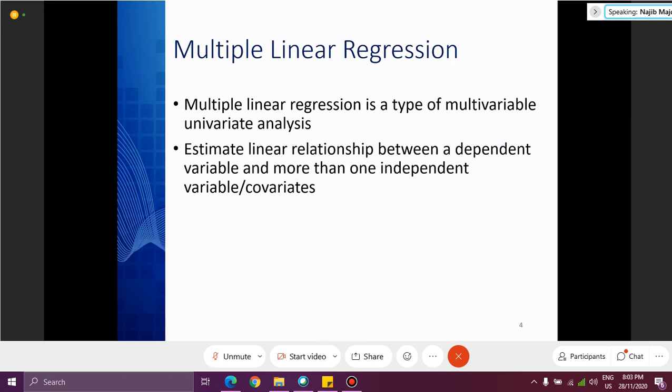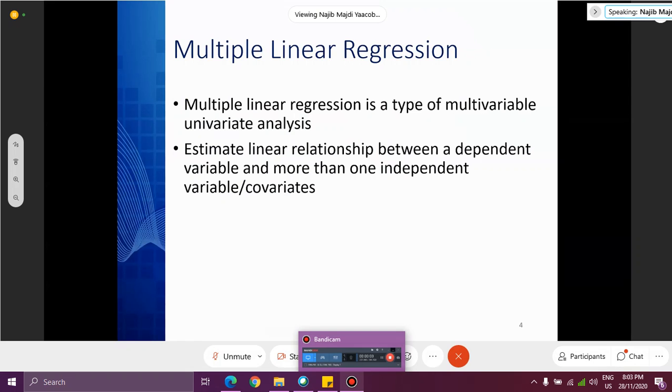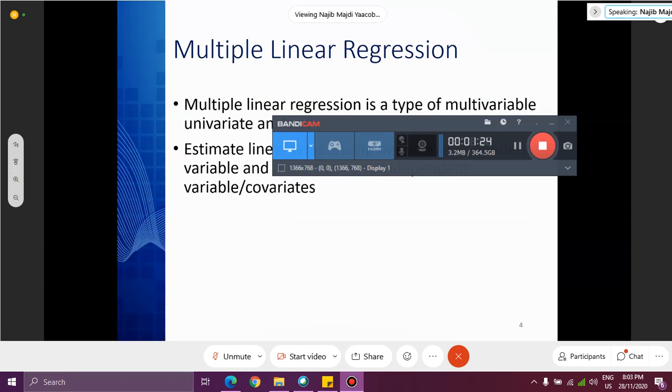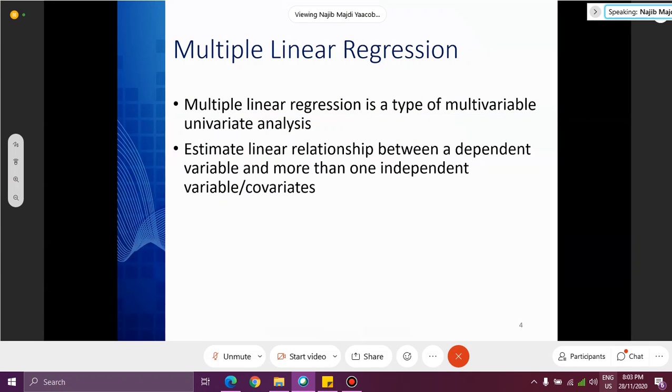So what is multiple linear regression analysis? It is an extension of simple linear regression. It is a type of multivariable univariate analysis. What does multivariable mean? Multivariable means that you have more than one independent variable, and univariate analysis means that you have one dependent variable. So now you have more than one independent variable, and you are going to predict one dependent variable.